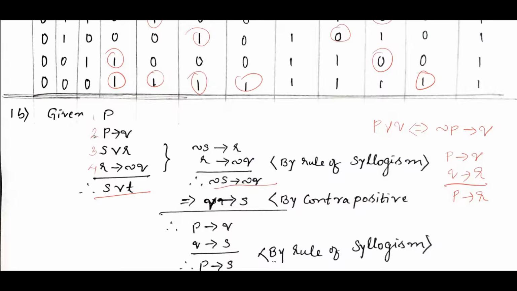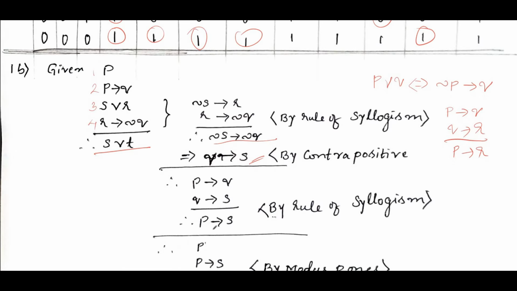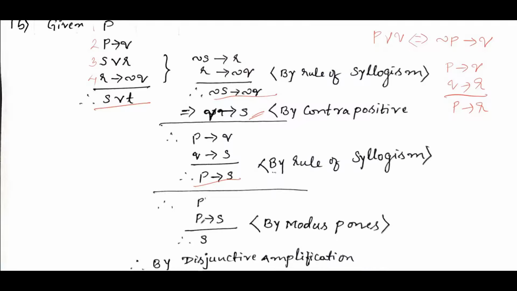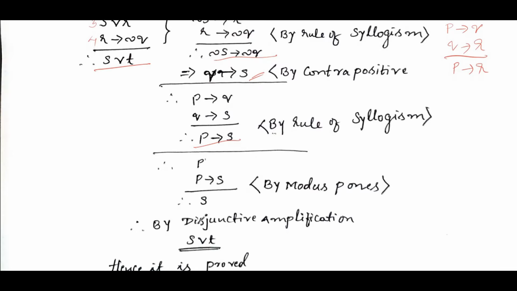Therefore I will consider step 2 and the conclusion I got. Step number 2 is P implies Q, and Q implies S. From the rule of syllogism, again I can write P implies S. That is the conclusion I can reach. Then I am left with step number 1, that is P. So P with P implies S is finally S by the modus ponens rule. By using the rule of modus ponens, we can write S. Finally, by disjunctive amplification, we can write S disjunction T.